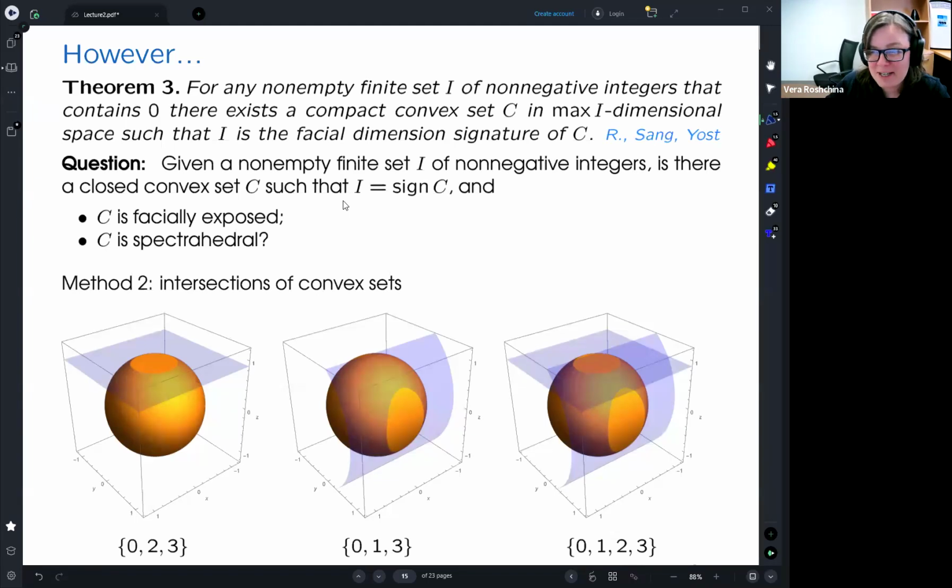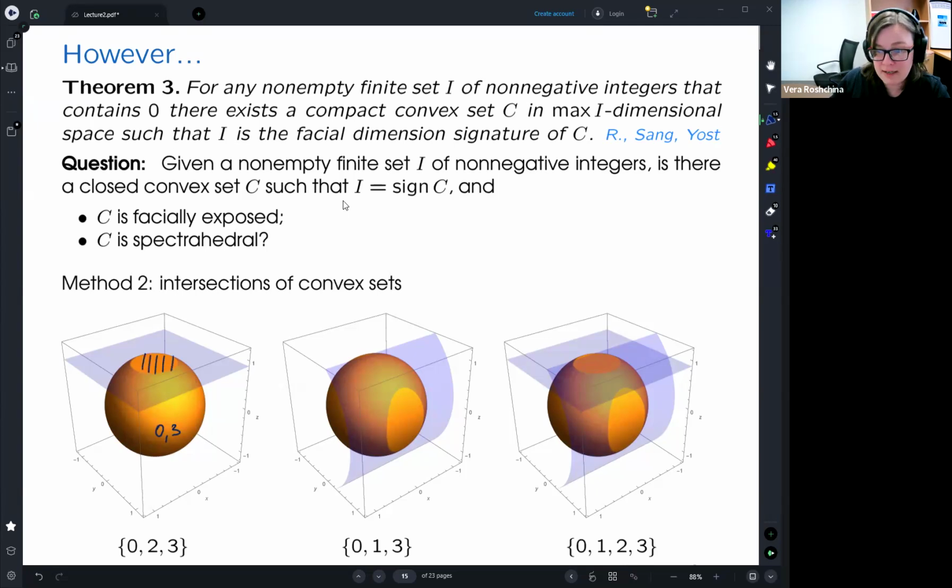So now I'm going to answer the same question using intersections of convex sets. Suppose I want to build a set that has the dimension signature 0, 2, 3. So I will start with the Euclidean ball that has signature 0, 3. Right? So that's the dimensions of its faces. And then I'm going to attach or graft a face of dimension 2 to this Euclidean ball. So what I can do is intersect it with a half space. So I'll take some plane, right, cut off the top of the set. And that will generate a face of dimension 2.